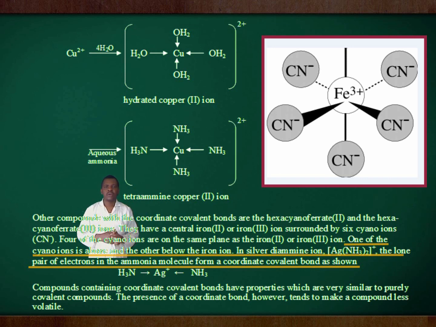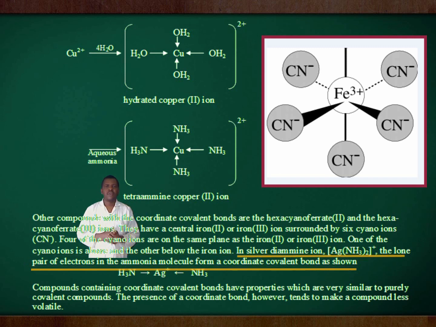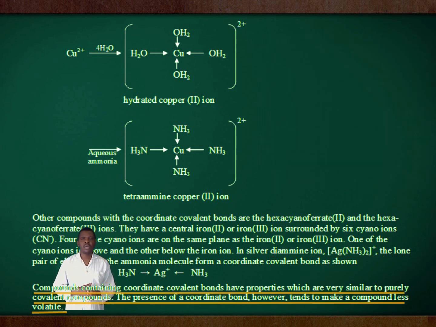In silver diammine ion, the lone pair of electrons in the ammonia molecule forms a coordinate covalent bond, as shown. Compounds containing coordinate covalent bonds have properties very similar to purely covalent compounds. The presence of coordinate bond, however, tends to make a compound less volatile.